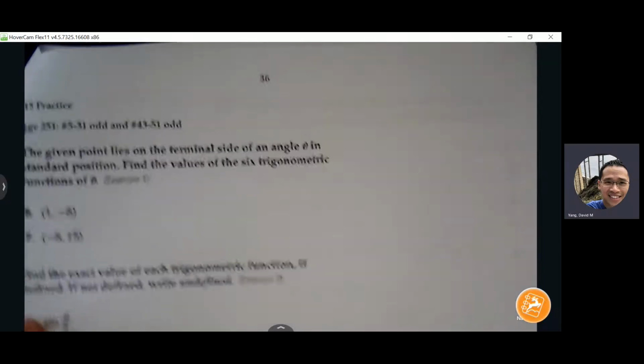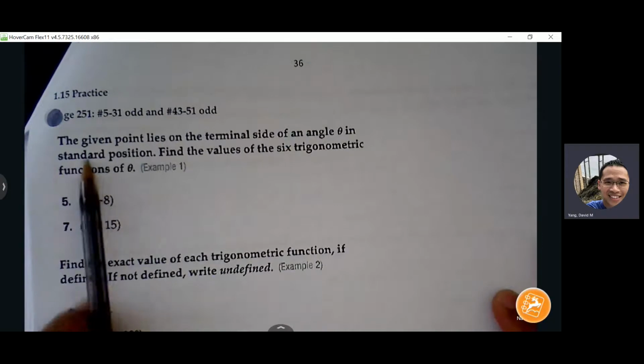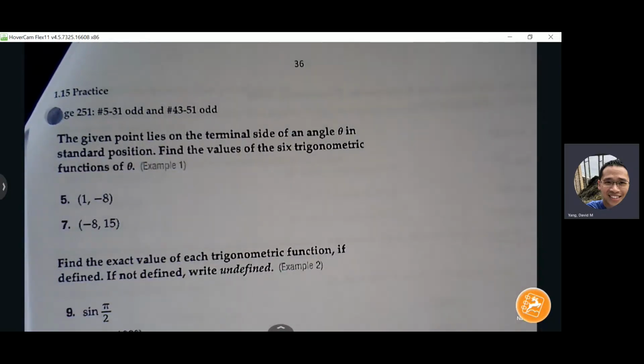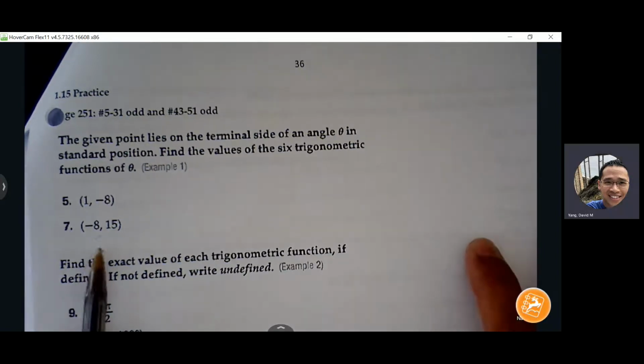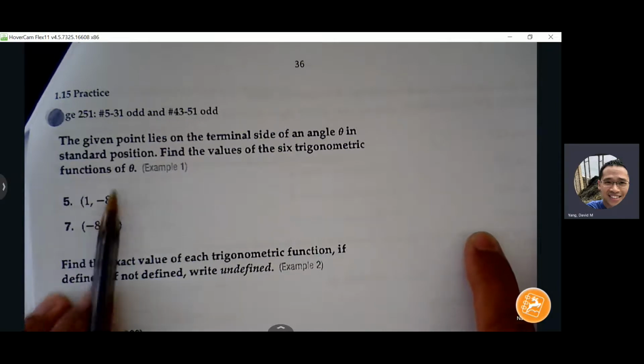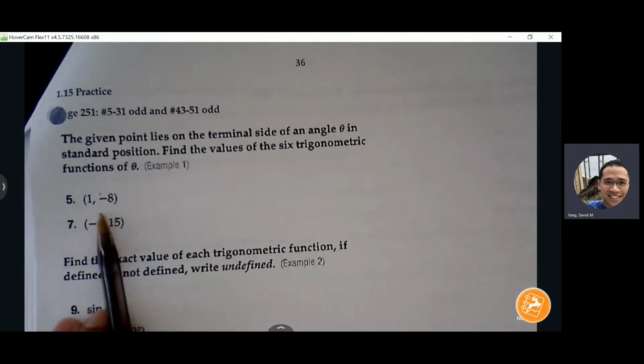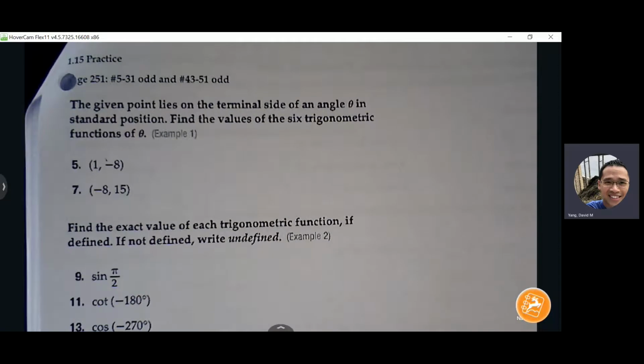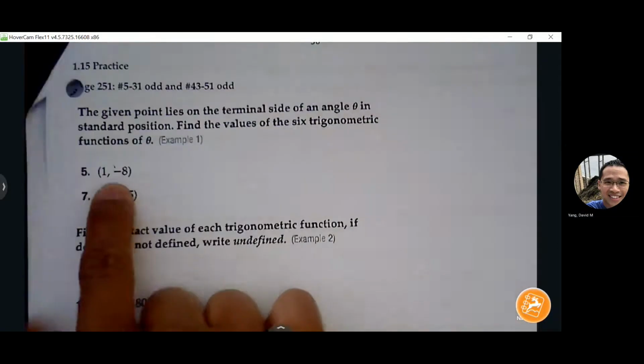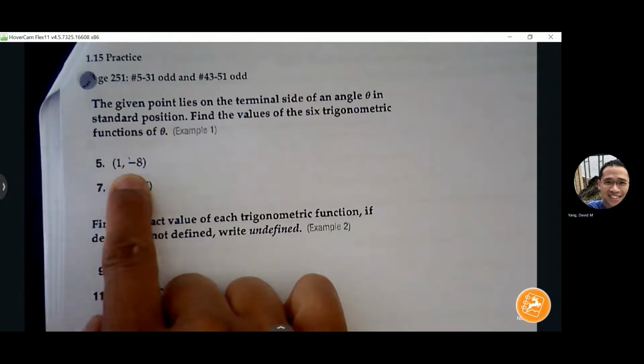So page 36. Let me go through what we're going to do here. It says the given point lies on the terminal side of an angle theta in standard position. Find the value of the 6 trigonometric functions. We're going to identify the location of the ordered pair. It's okay if we don't draw to scale, as long as we have our triangle correct. First step, (1, -8). Which quadrant is that going to be in? Ordered pair (1, -8). Fourth quadrant.